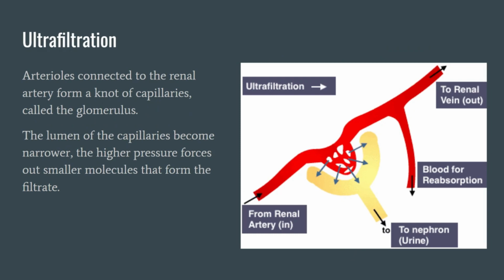They end up forming a knot of capillaries called the glomerulus, which sits inside the Bowman's capsule. These capillaries become narrower the further you go into the glomerulus, increasing the blood pressure. This forces small molecules like glucose, water, urea, and salts out of the capillaries and into the Bowman's capsule. The combination of all these molecules form what is called the filtrate.